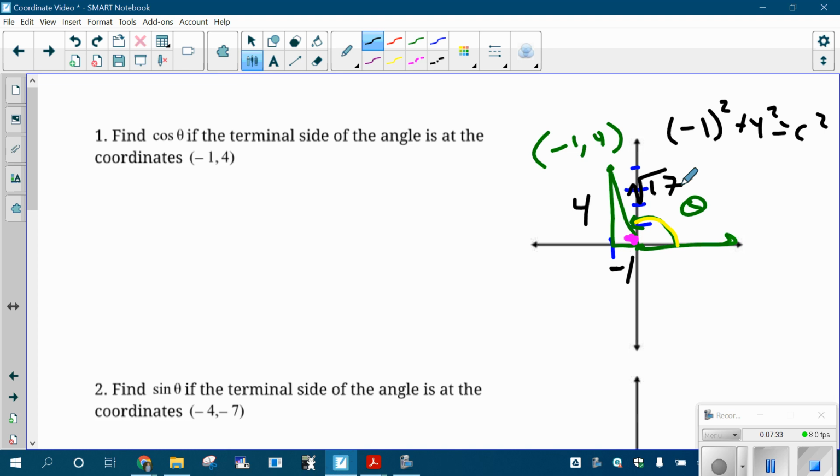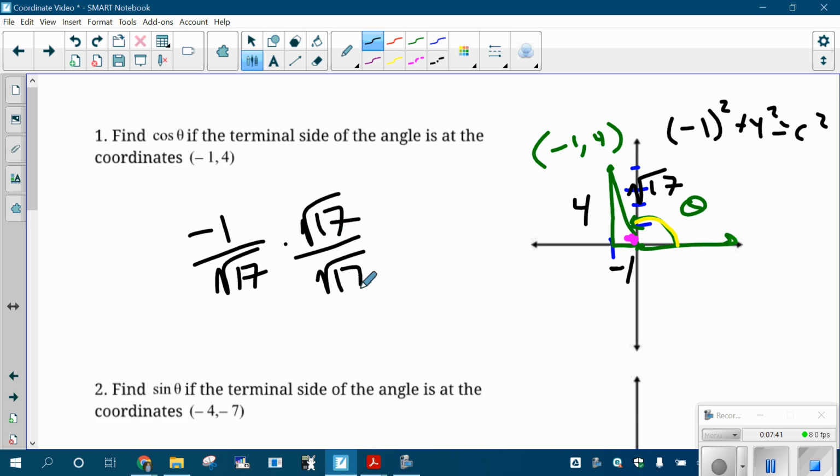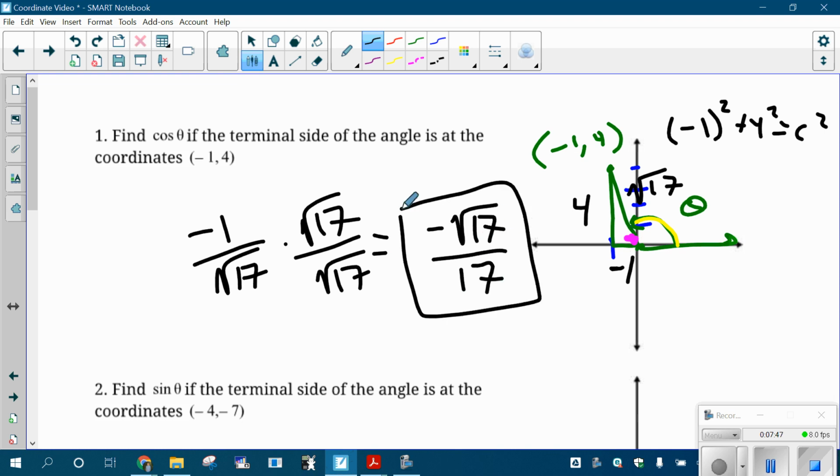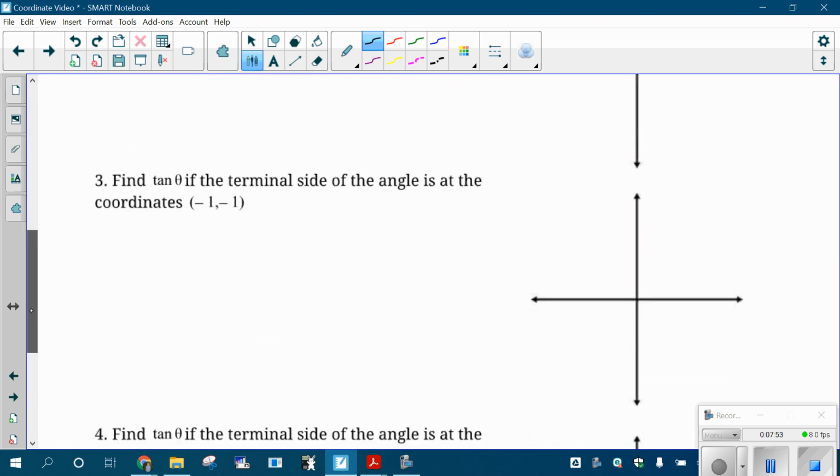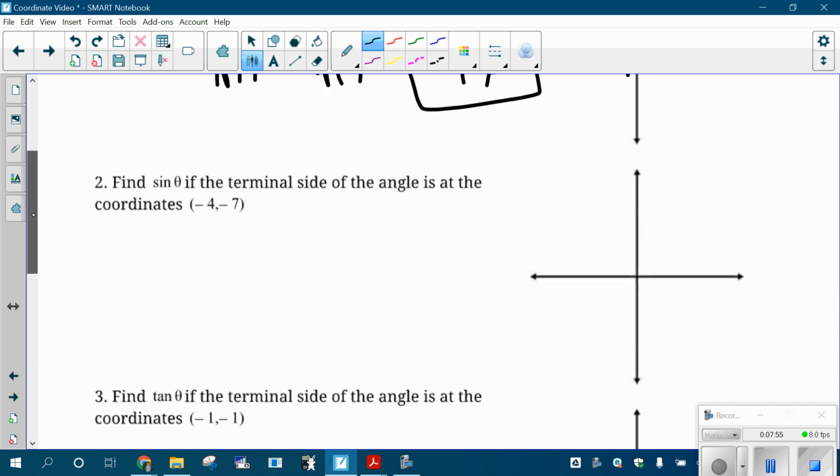Cosine is x over r. I should rationalize the denominator just to clean it up, and I get negative square root of 17 over 17. That's the cosine of theta. I want you guys to pause and try 2, 3, and 4 really quick.